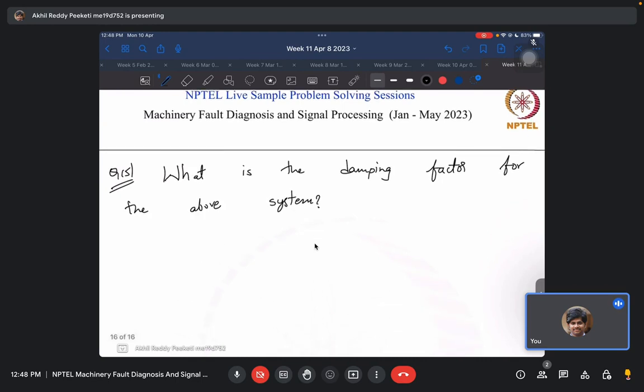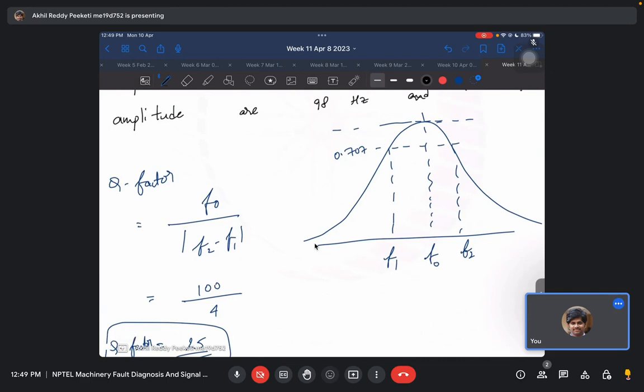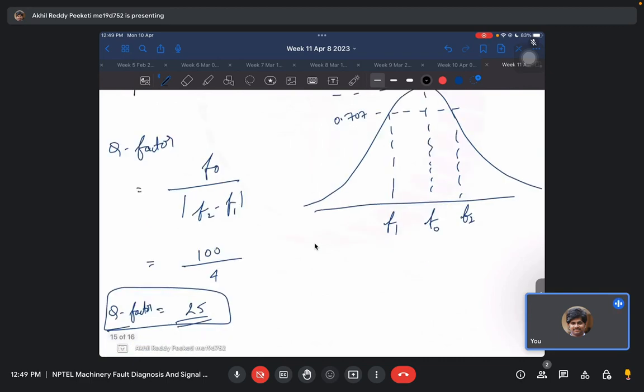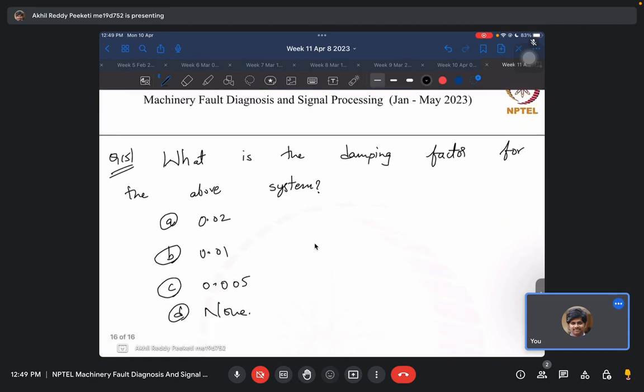So we have estimated the Q factor and we know the natural frequencies and the frequencies at which the amplitude is 0.707 times the maximum amplitude. Can we estimate the damping factor? So are damping factor and Q factor related?